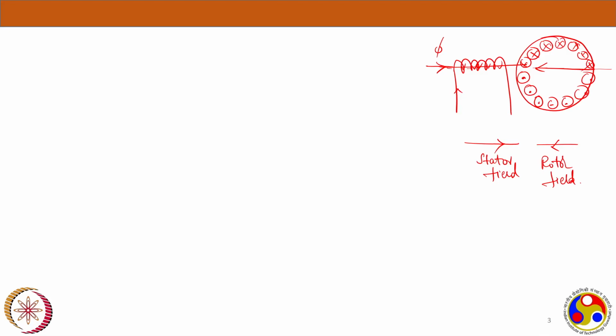So the simple answer is no, because if you see these two fields, stator field and rotor field, even though they are opposing each other, they are along the same axis, their plane is the same, the angle difference between them is the same, their phase is the same, so they are acting along the same direction. So what I'm concluding, from the discussion till now, is that your machine will not rotate.